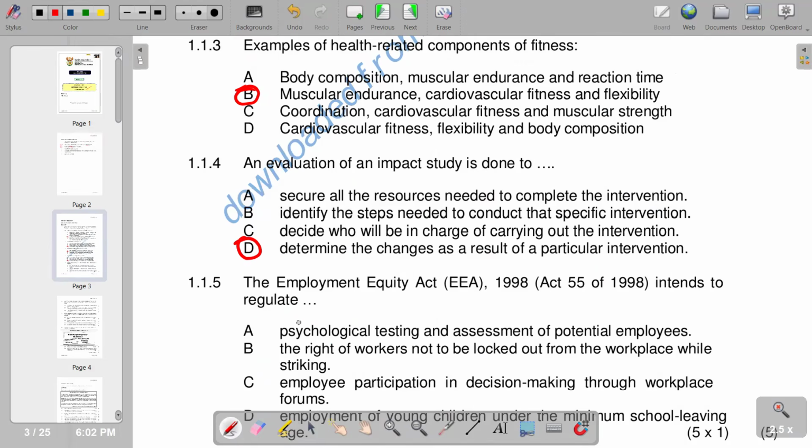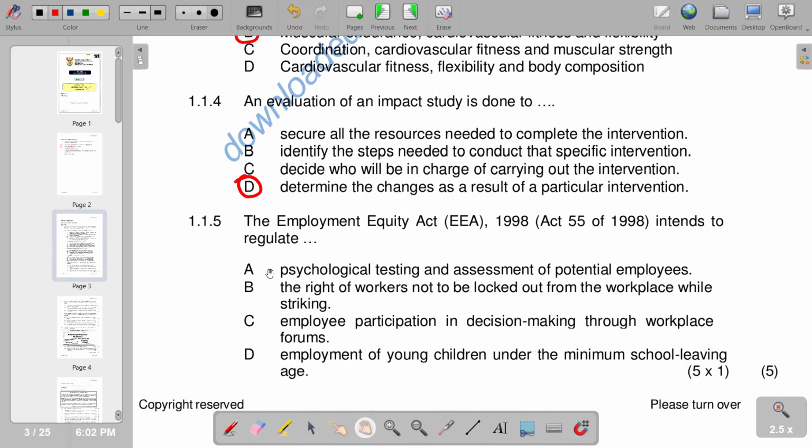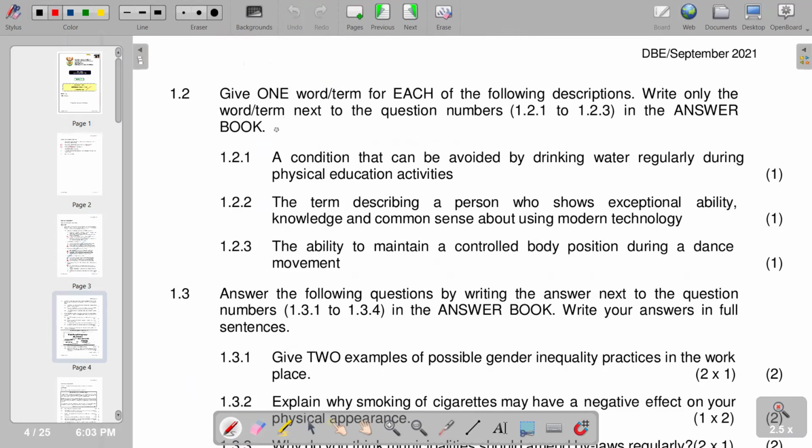And then we go to number 5, the Employment Equity Act, which is the EEA, 1998, Act 55 of 1998, intends to regulate. So we check again. We've got A to D to choose from, but the correct that we have is A, psychological testing and assessment of potential employees. So we have A. So moving on to the next part, which is 1.2. Another 1.2 reads, give one word or term for each of the following descriptions.